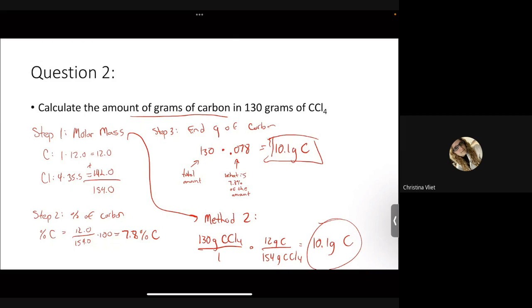The question I have on Nearpod is for you to calculate the mass of hydrogen contained in 153.5 grams of water, H2O. As you're doing that, I'm passing out the homework. This is going to be due Thursday at the beginning of class. Next class, beginning of class.